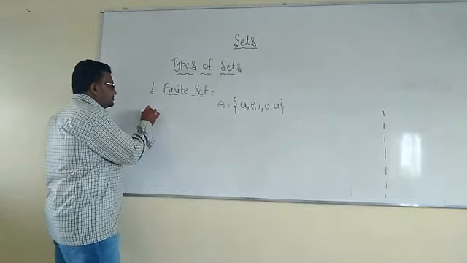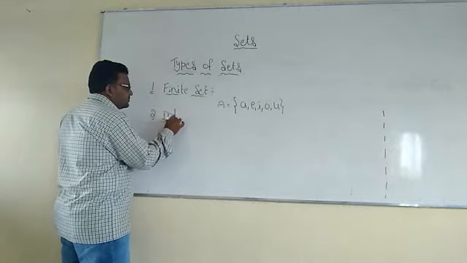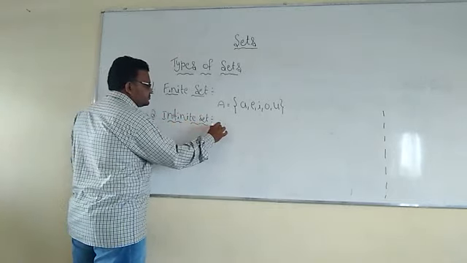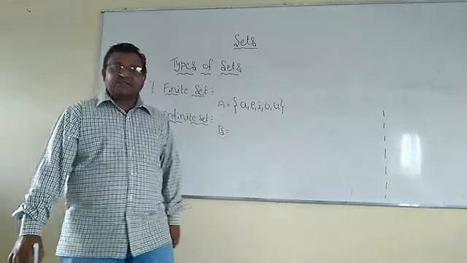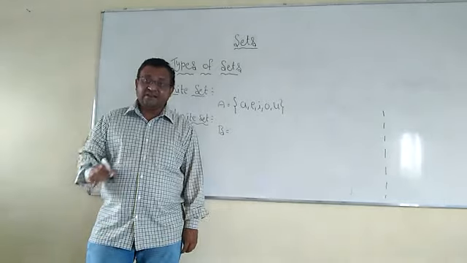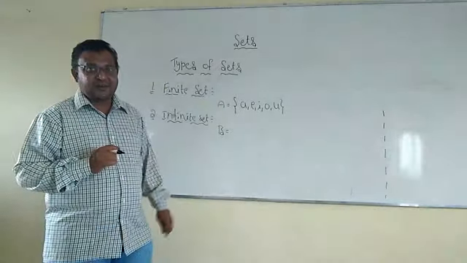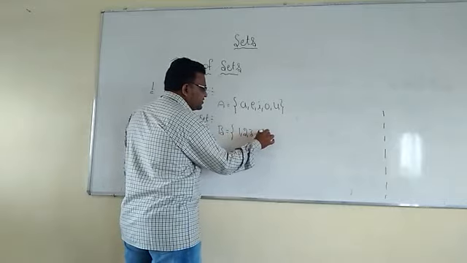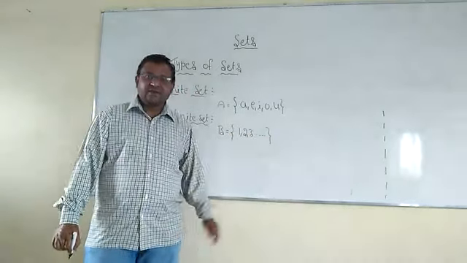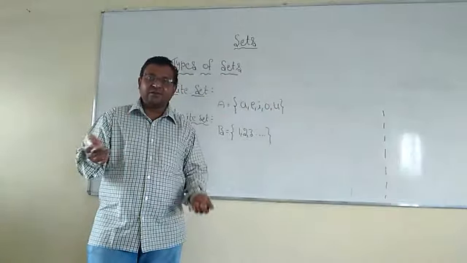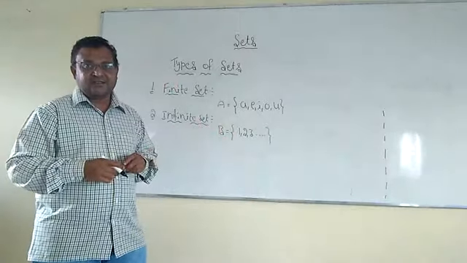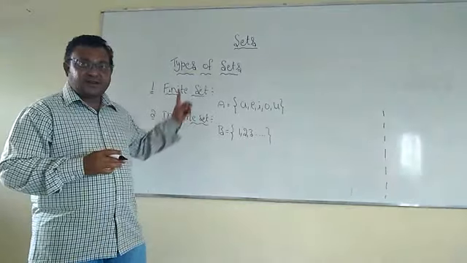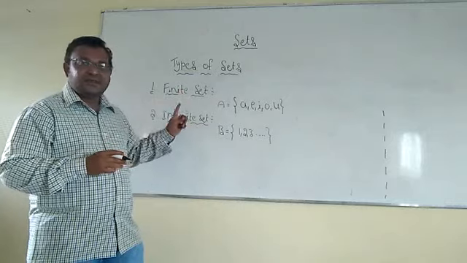And the next one, infinite set. If number of elements in a set are uncountable, then that type of set is called infinite set. For example, B is a set of natural numbers. That means 1, 2, 3 and so on. We know natural numbers are infinite. We cannot count all natural numbers. How many means still question mark. How many we cannot tell. We cannot tell means that is infinite set. That means if number of elements in a set are uncountable, then that set is called infinite set. Countable means finite set. Uncountable means infinite set.